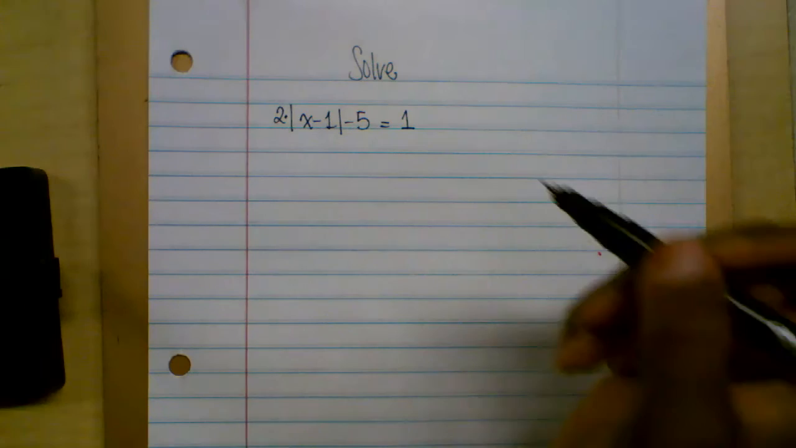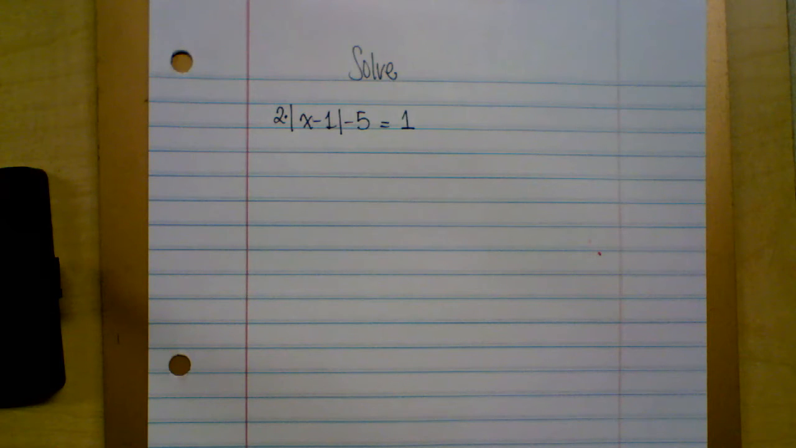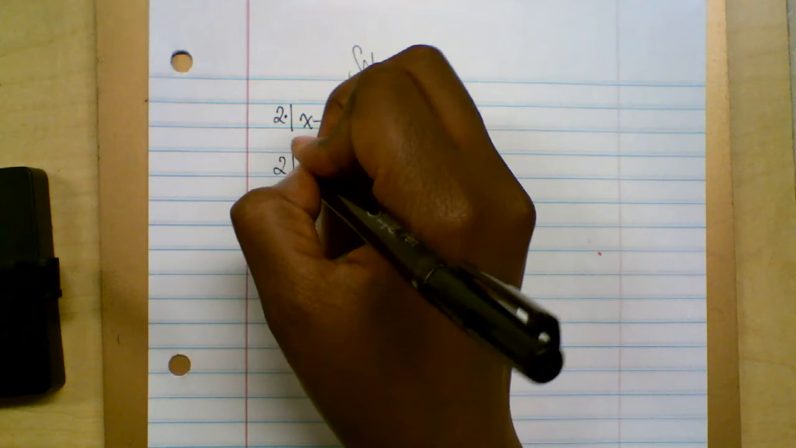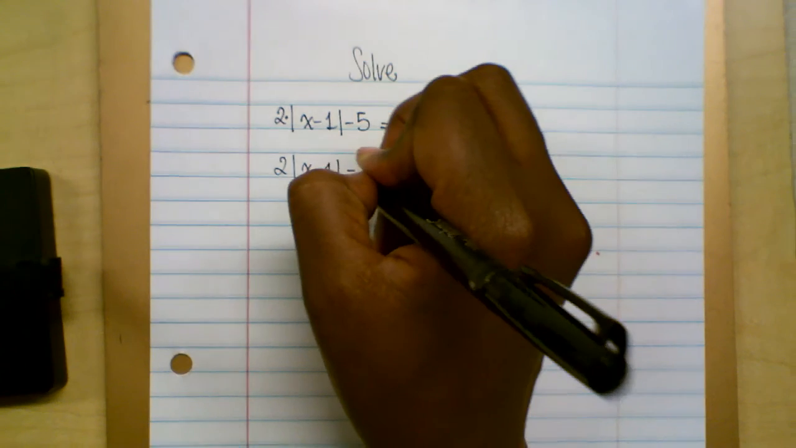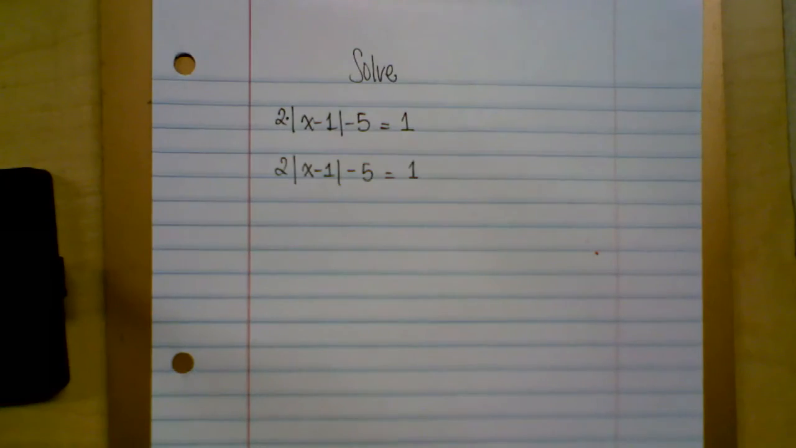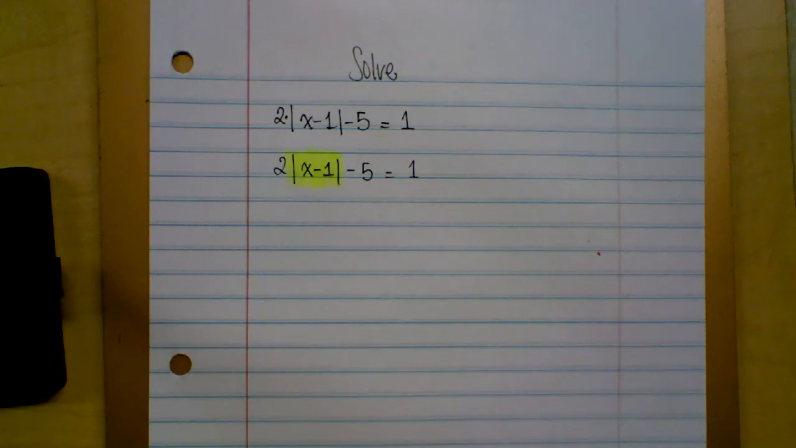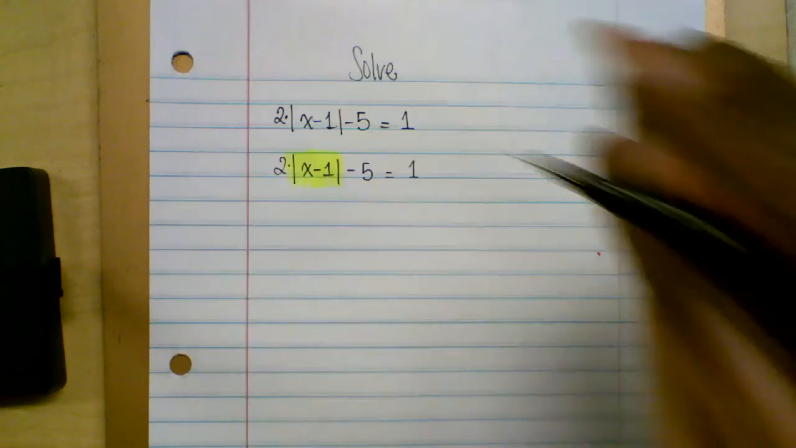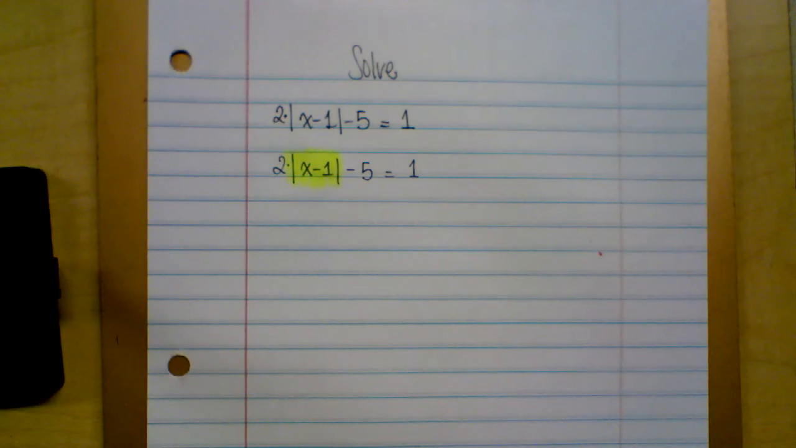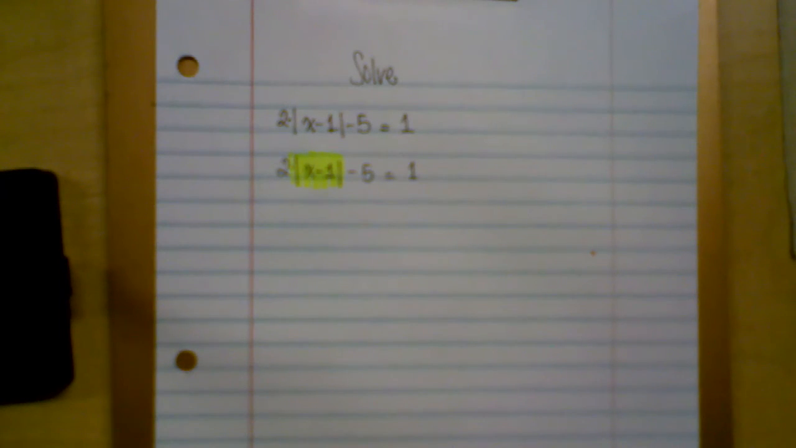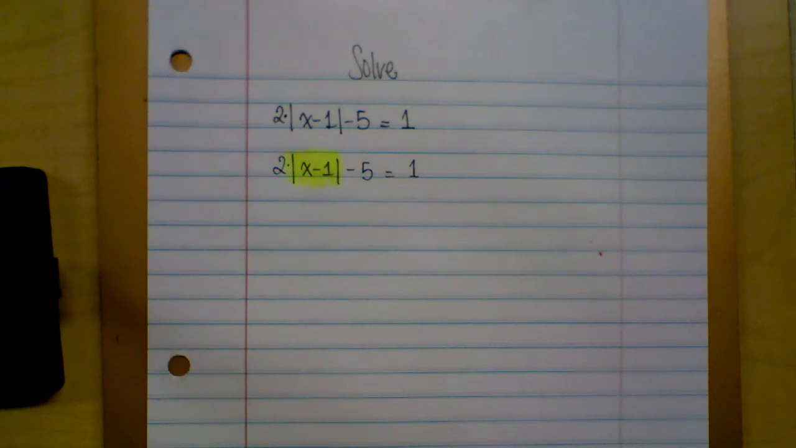Okay, so let's do this. The first step is to isolate the absolute value. Let me rewrite the equation one more time. Let me highlight what you need to isolate. Absolute value x minus 1 needs to be isolated, and you have it multiplied by 2 here. So the first step will be to do what here? Let me give you time to do that on your own. What would be the first step?